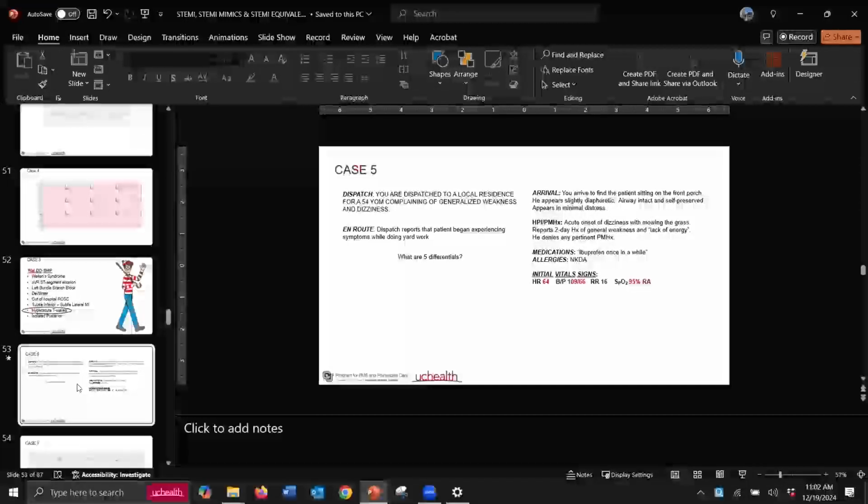So on arrival, you find the patient sitting on the front porch. He appears slightly diaphoretic, airway is intact and self-maintained, and he appears to be in minimal distress. He has a history of acute onset of dizziness while mowing the grass, and reports a 2-day history of general weakness and, quote unquote, lack of energy. He denies any pertinent past medical history, takes ibuprofen once in a while, no known drug allergies, has a heart rate of 64, a blood pressure of 109/66, a respiratory rate of 16, and a room air SpO2 of 95%. What do you want to do?